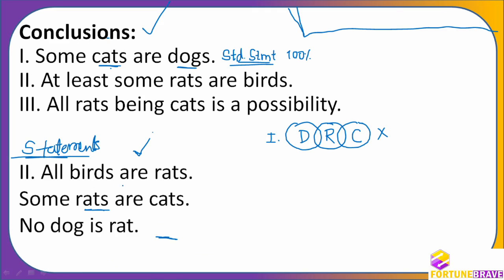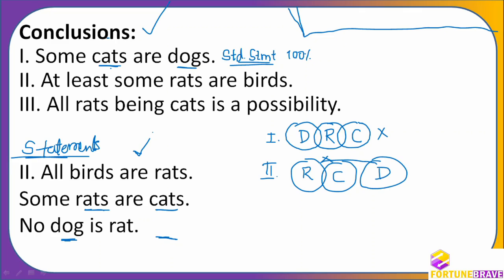Okay. Again, we are going to find what? Cats and dogs. So these two statements: some rats are cats, and then no dog is a rat. I am going to write it this side, so that it will be no dog is a rat.